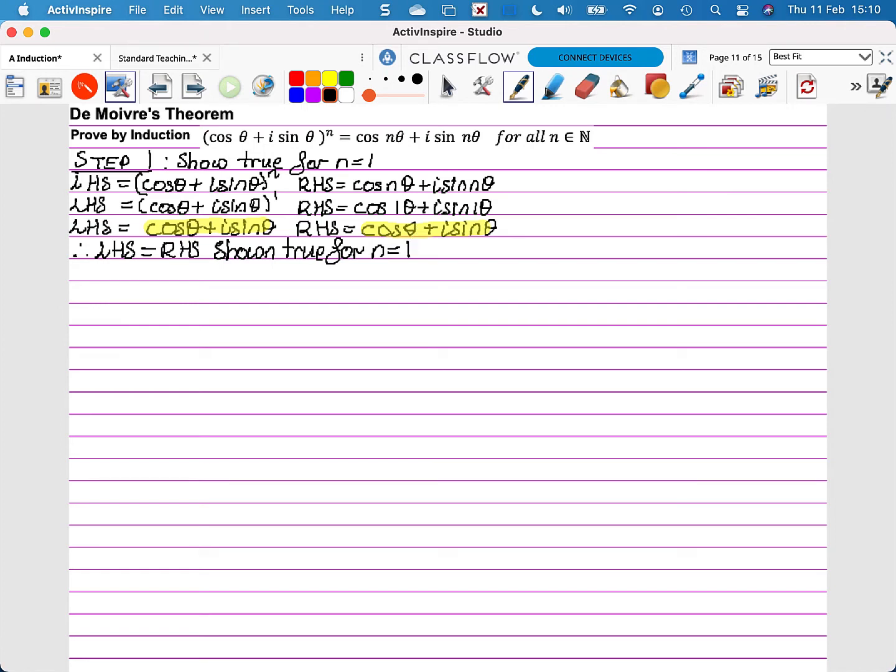Okay, so we're now going to look at step 2 of the inductive process. Step 2: we assume true for n equal to k. Therefore, (cos theta + i sin theta)^k is equal to cos k theta + i sin k theta, which is assumed true.